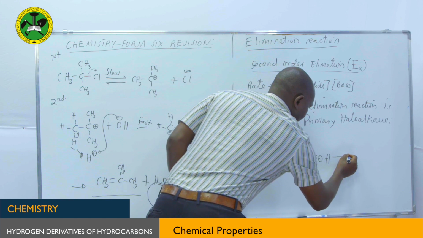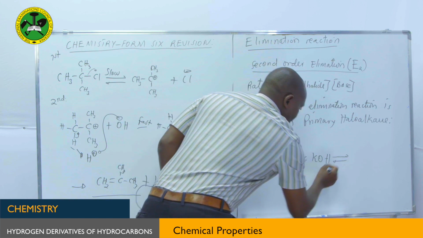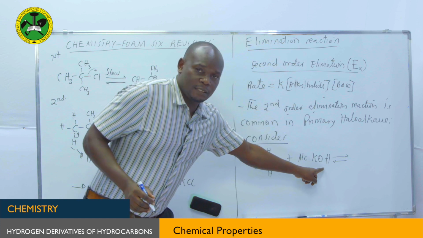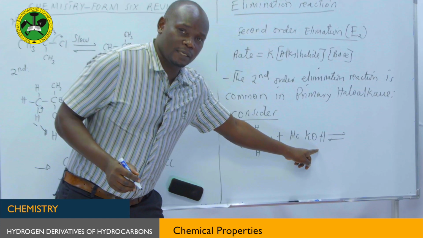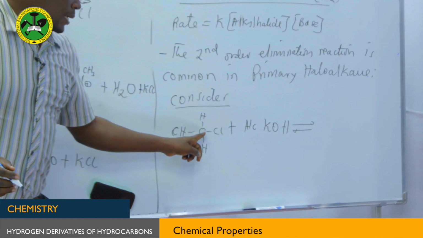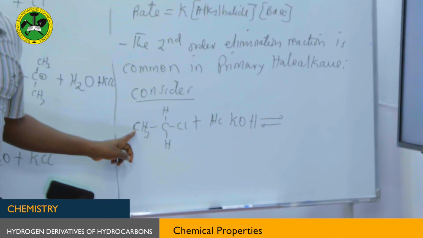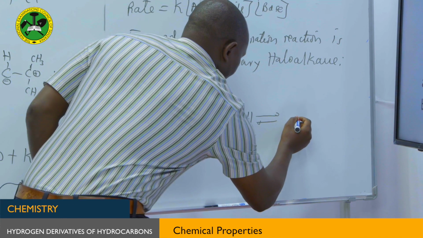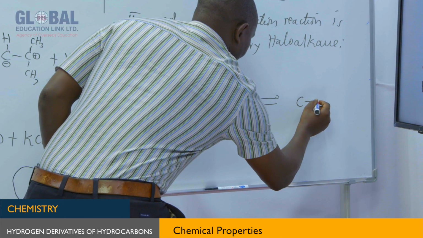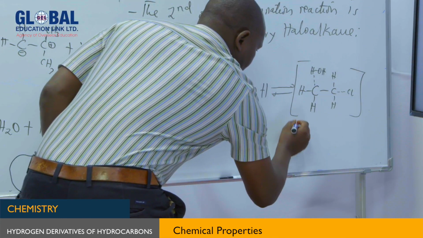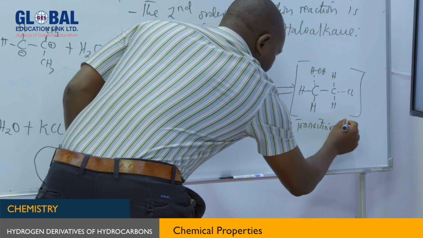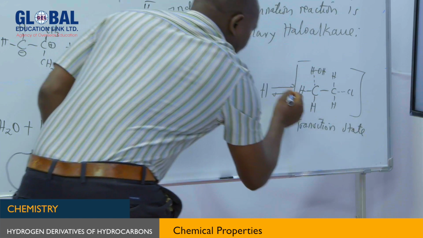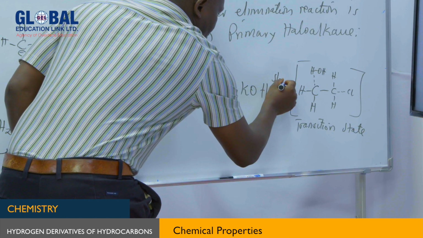And now, if we react it with alcoholic potassium hydroxide, as usual the mechanism is that during the transition state, the base, an ion which is being released by potassium hydroxide, will go and attack the beta hydrogen. So this is what we call the transition state, and this reaction is slow.